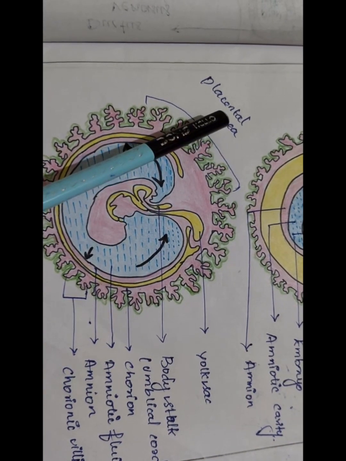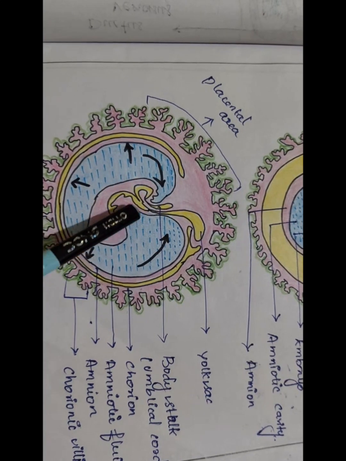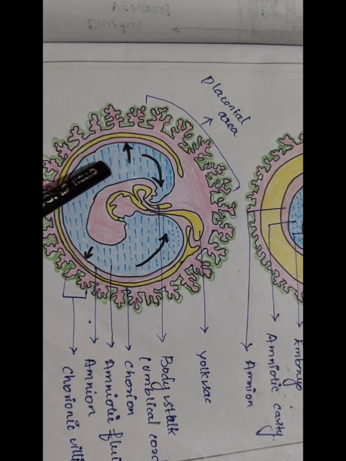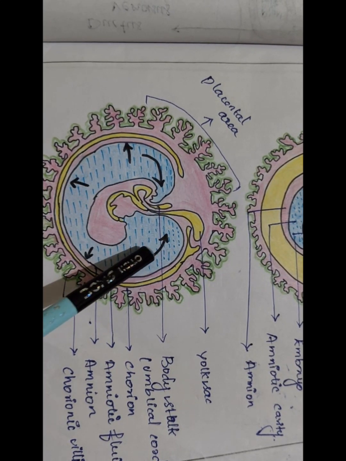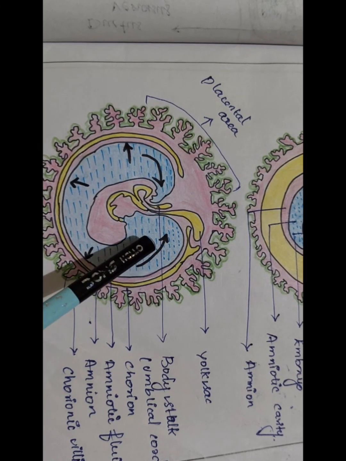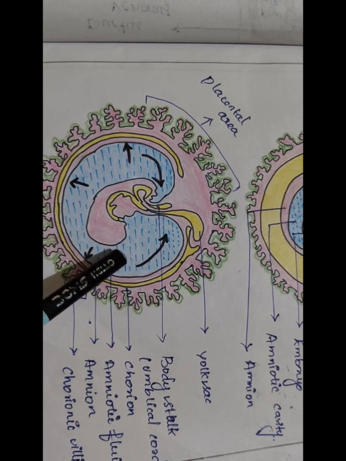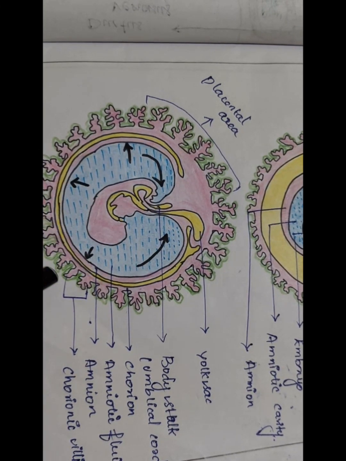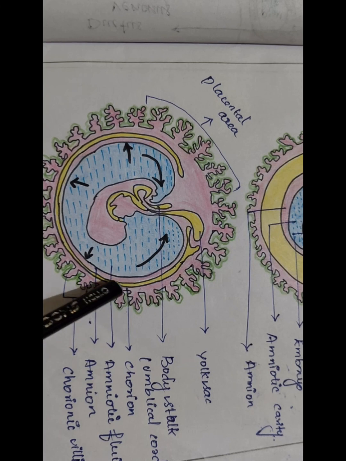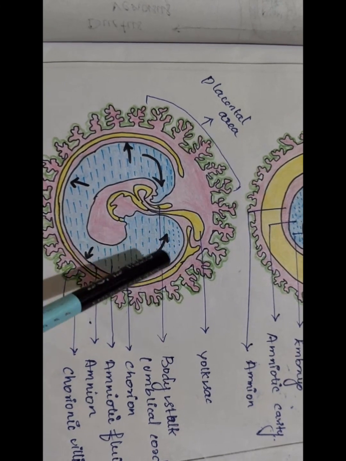This is the fetus, and around the fetus the amniotic fluid is formed. This will protect the fetus. This inner layer is the amnion, and the outer layer is the chorion, and there the chorionic villi will be formed.